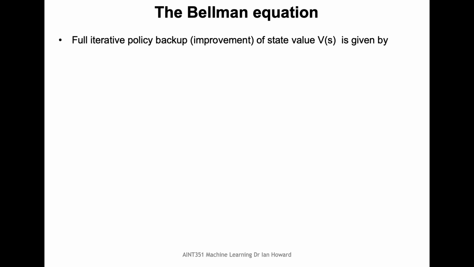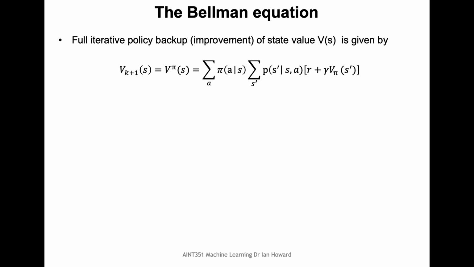So a full iterative backup would be written like this. Now all we're saying is that the updated value at step k+1 of the state is effectively just the value function that we had before. So we can just update the value of the state on the basis of doing this calculation and using what we have for the current values of the states as well.